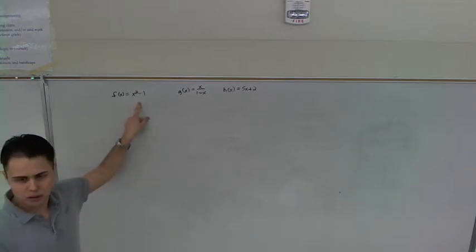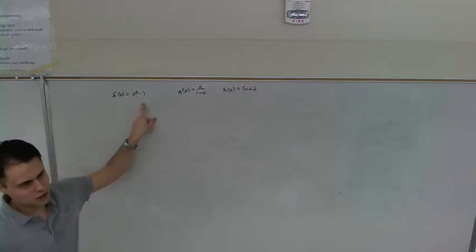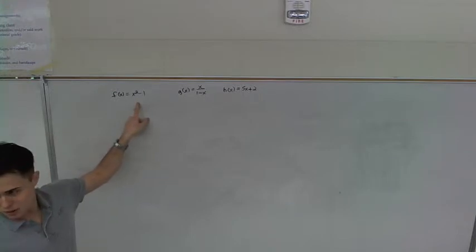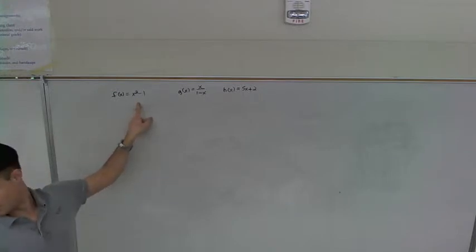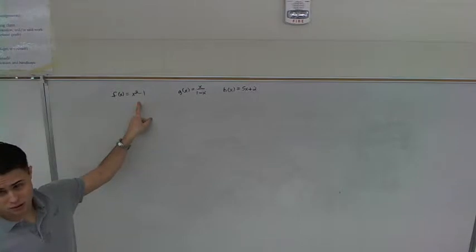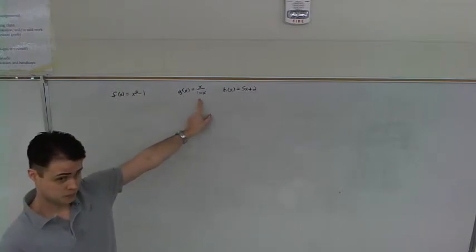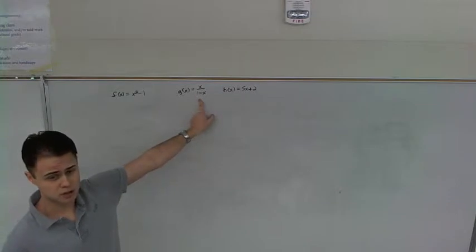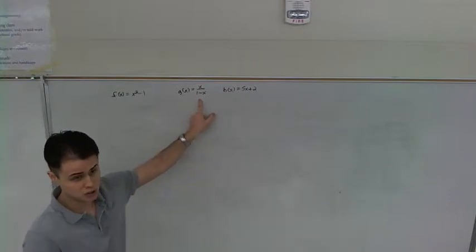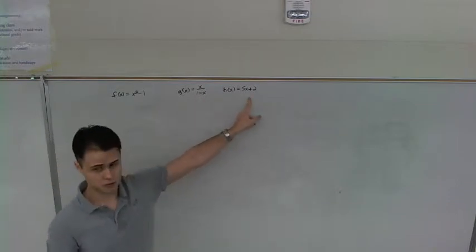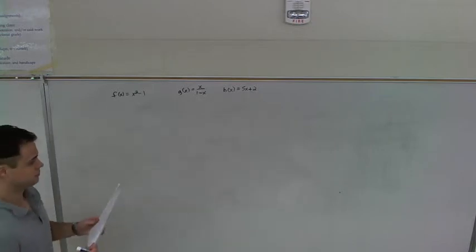I'm always going to ask you what the names of the functions are, if you haven't figured that out. What's this? A parabola shifted down one. What's this? A rational function. So it's got some kind of asymptotes, things like that, right? And this, of course, is a line. All right, we know that.